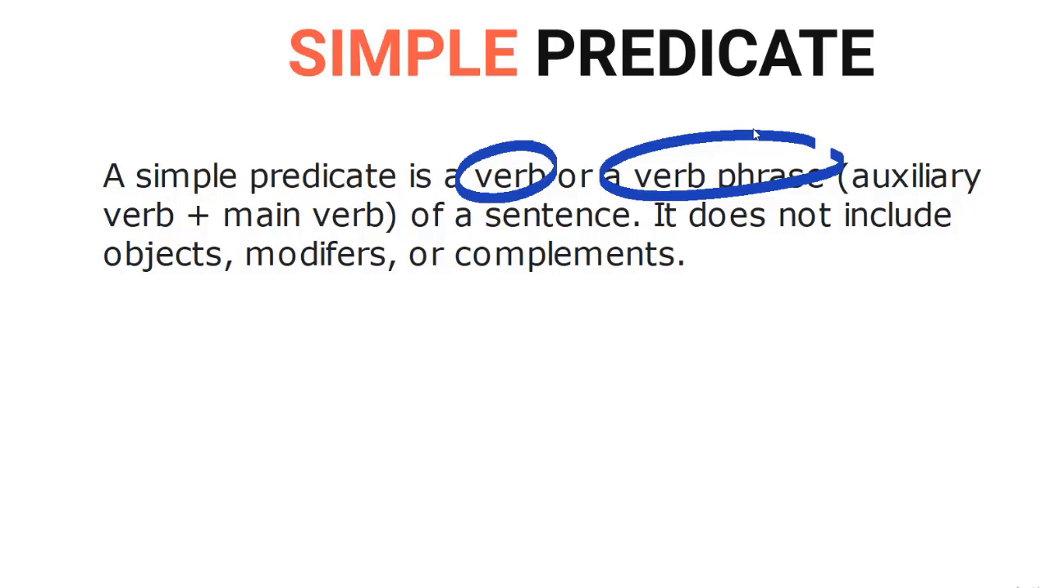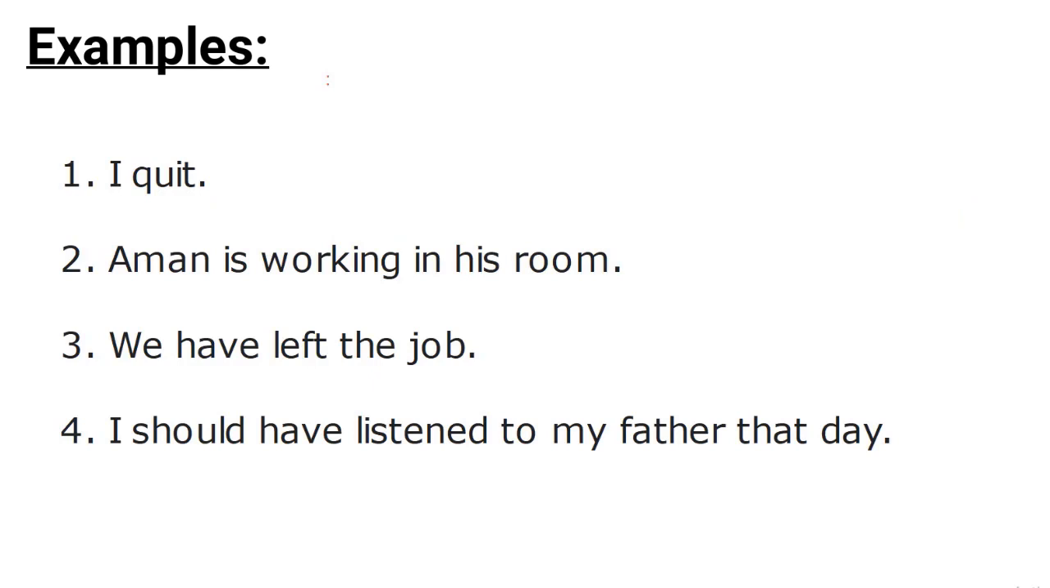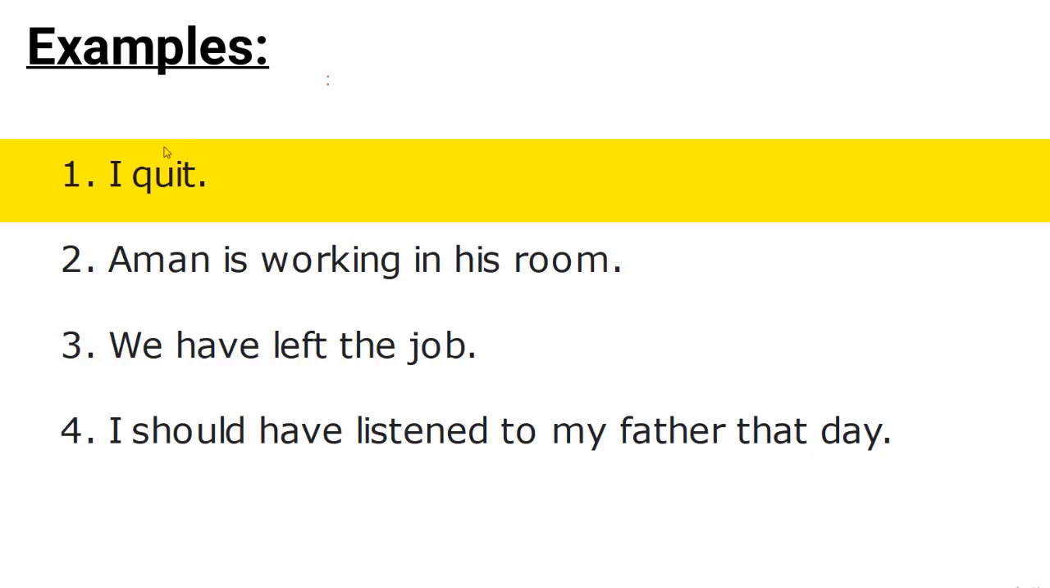It does not include the object of the verb or the complement of the verb or any modifier, right? It is just a verb or a verb phrase. Let me show you some examples and make you understand. Number one, I quit. I is the subject, simple subject. Quit is the predicate, simple predicate. Just one word, just a verb, main verb, quit.